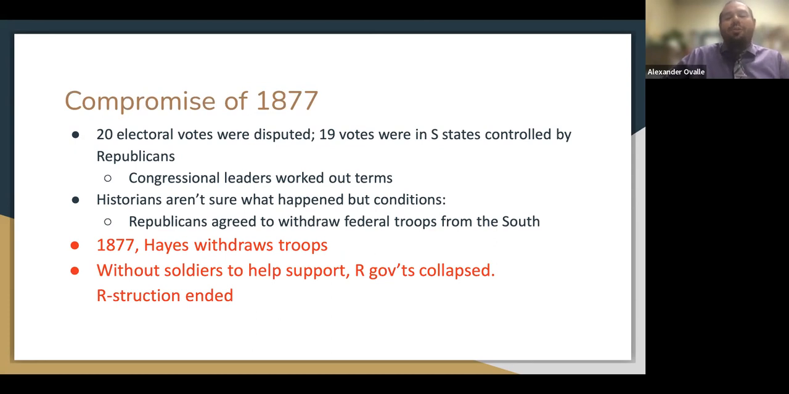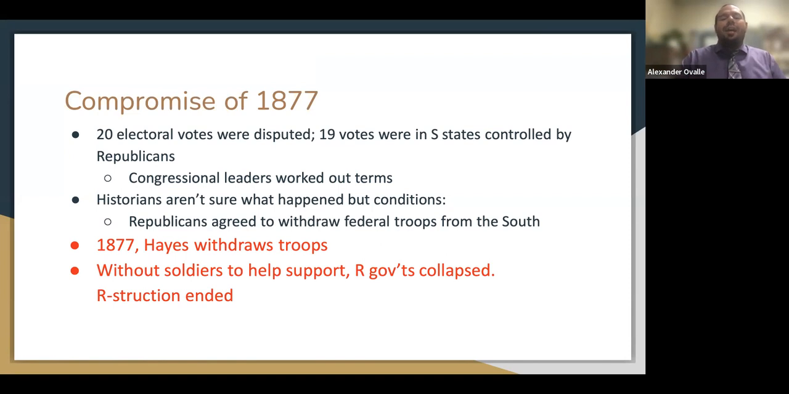Republicans agreed to withdraw federal troops from the South. So now that there's no more federal troops to support African Americans voting in the South, well, now the KKK can do whatever they want, terrorizing African Americans. Okay, so the compromise is the Democrats say, we'll give you your candidate, move out, and we'll give you your candidate. You will win. And that's what happens.